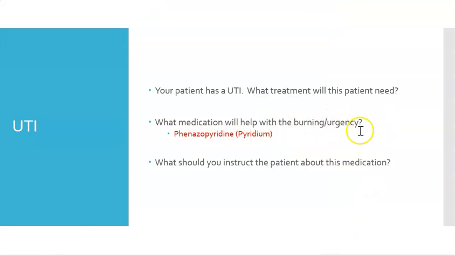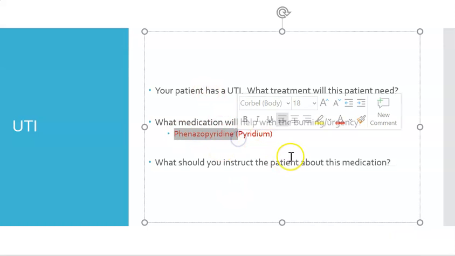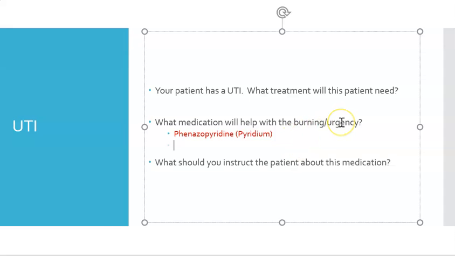Treatment for this, they're going to be placed on antibiotics depending on what that culture shows. So initially that could be broad spectrum until the culture comes back. The other thing is they can be placed on pyridium, and this is a urinary analgesic that will help decrease the burning and the urgency.